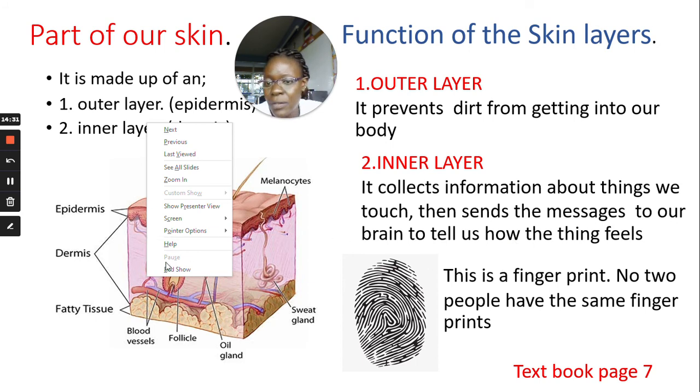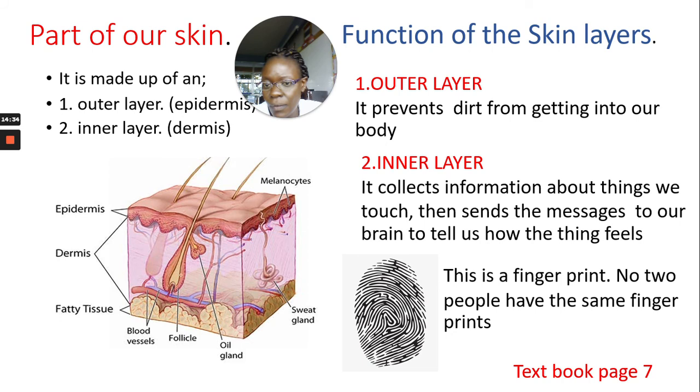This will send the message because it has the nerves, so it will send the message to our brain, and then our brain will interpret how the thing feels. If it's rough, if it's smooth, if it's soft like a bear. Now look at this picture. This is a fingerprint. Your fingerprint doesn't match anybody else's fingerprint. It doesn't match your mom's fingerprint. It doesn't match your dad's fingerprint. Everybody has their own fingerprints.